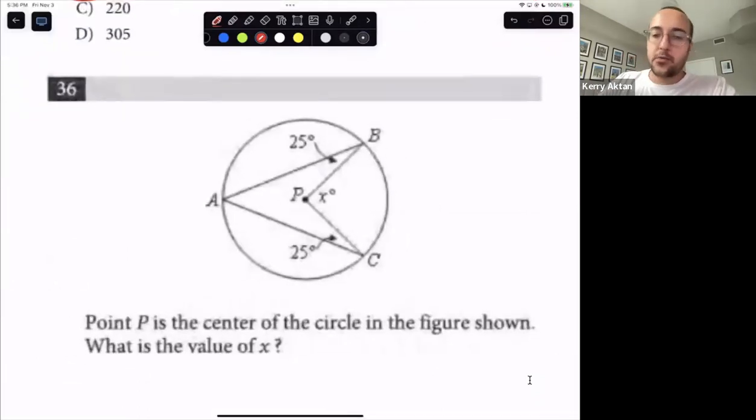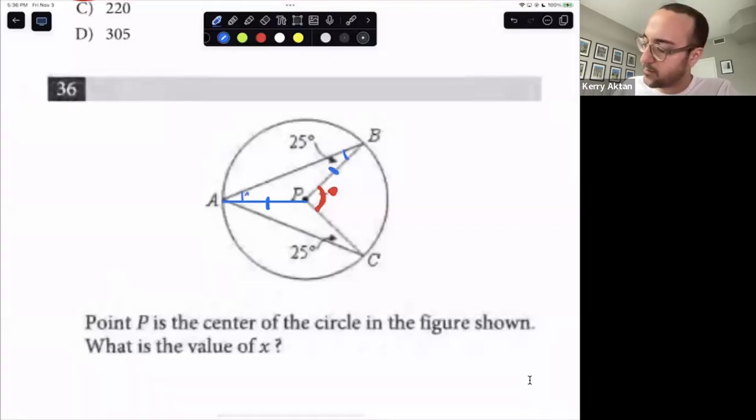A few ways to do this one, but I'll show you the fastest way. Remember that if this is a radius, what are they asking for? They're asking for this angle X. In that case, if this is a radius there, then that's also a radius. Tiago knows that that's an isosceles triangle. If that's 25, then that's also 25. Aiden, if that's 25, this big fat angle is 50 degrees.